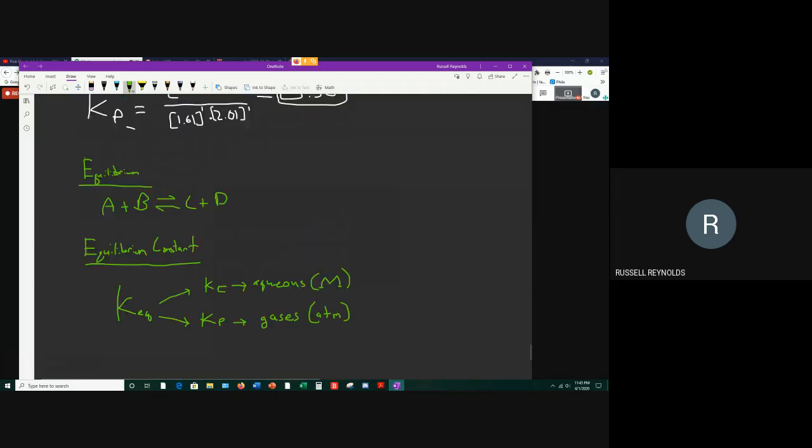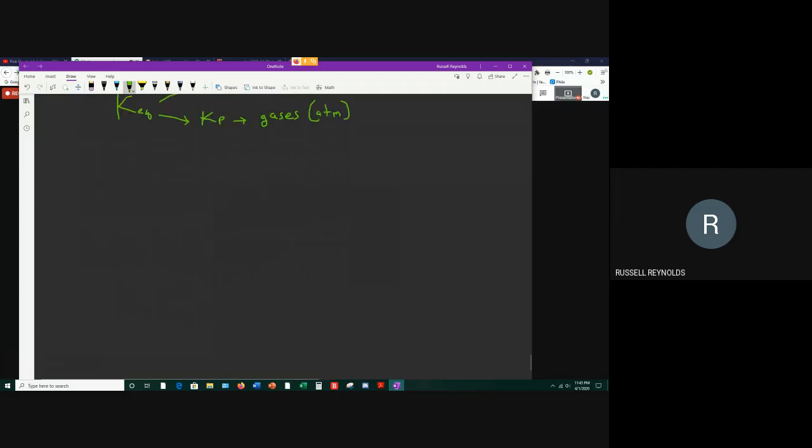So now that we've gotten a sense of the equilibrium constant, let's go ahead and talk a little bit about equilibrium expressions. And this is where you're going to apply what it all means. So equilibrium expressions.